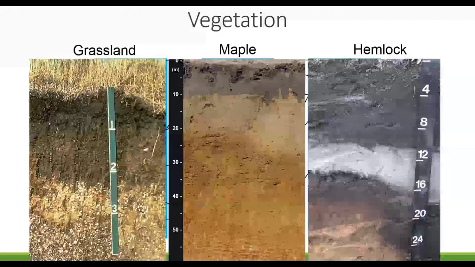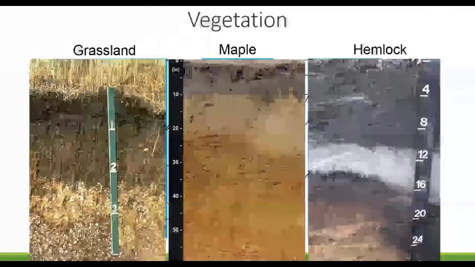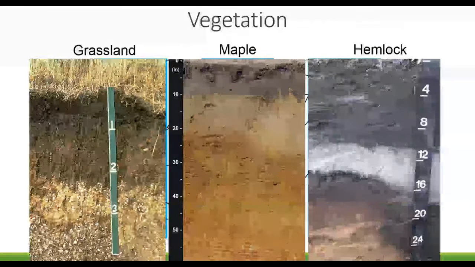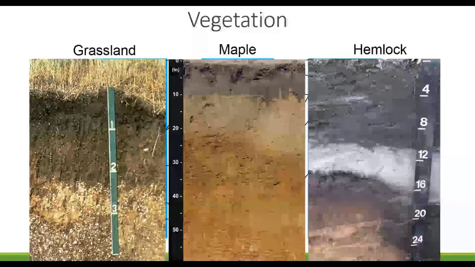Okay. And we can also see that vegetation has an effect, from grassland, thick, dark surfaces, to deciduous vegetation, where we do have some organic matter there, but a lot of that organic matter cycles very quickly. But then if you look at coniferous vegetation, the water moving through the leaf litter is very acidic, so it creates this bleached layer within the soil. So vegetation can also have a huge effect.